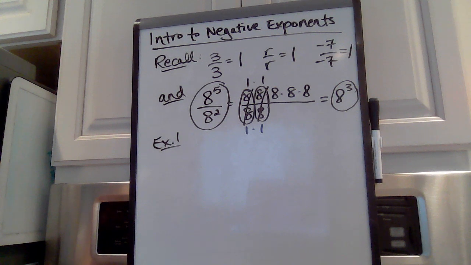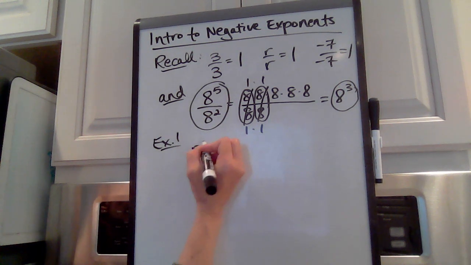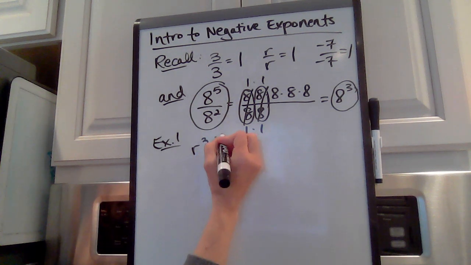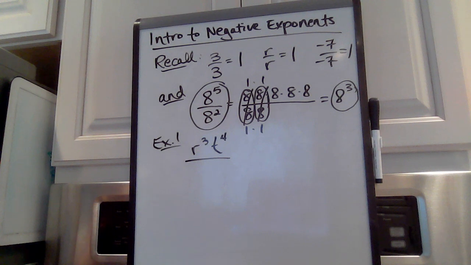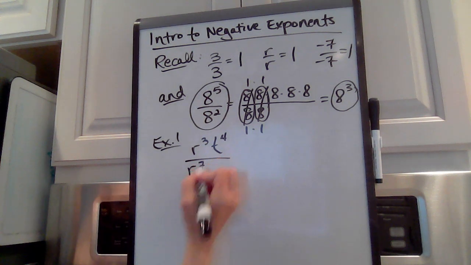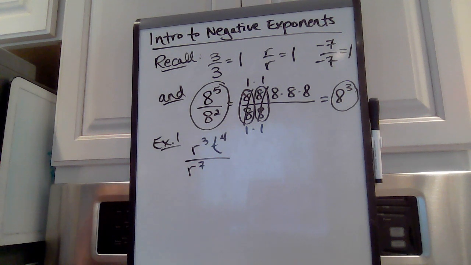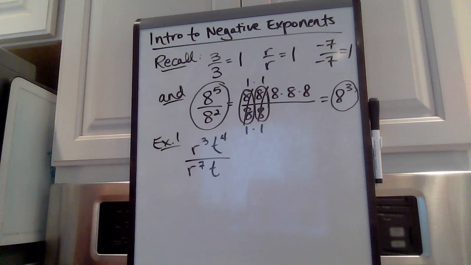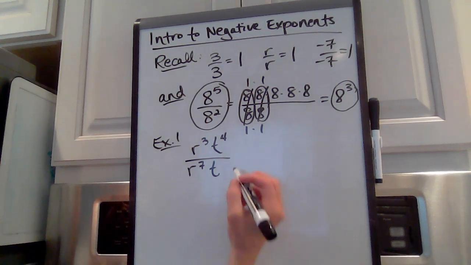So for example, we have r to the 3rd, t to the 4th, over r to the 7th, t to just t. And that's t to the 1st, but we're kind of lazy. We don't like to write extra stuff if we don't have to. So you just have to remember if there's a variable there or a number there and there's no exponent, the missing exponent is a 1 that we're just too lazy to write. Okay, so let's go back to writing it out the long way.